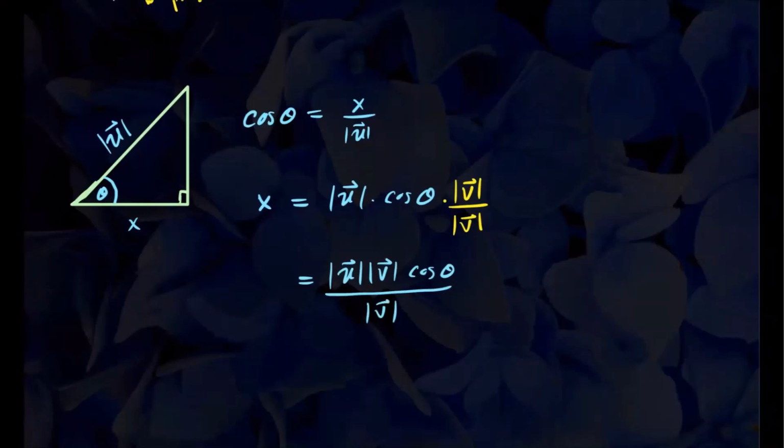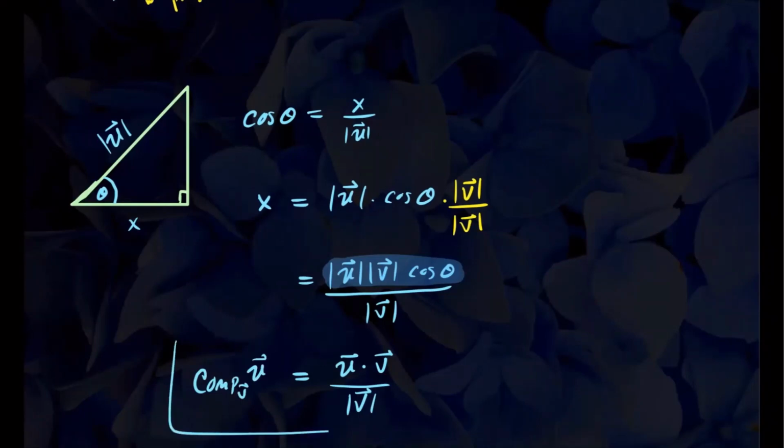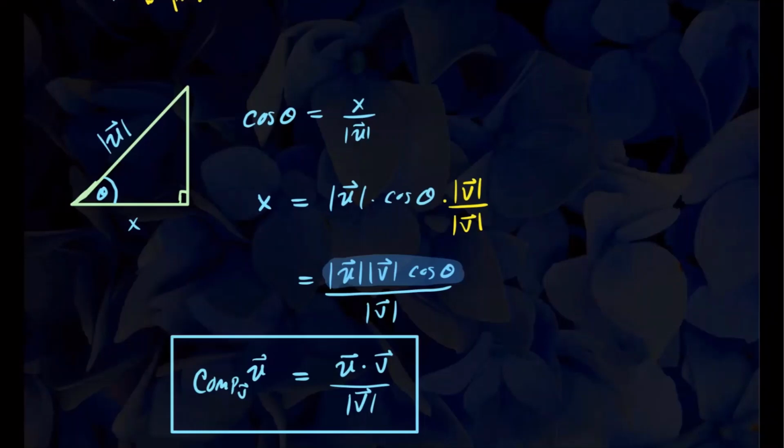Now, if you recall, this is our definition for the dot product between the two vectors u and v. So we can rewrite this as u dot v divided by the magnitude of v. This is what we're going to call the component of u onto v. That will be the magnitude of this vector projection. And this is really a good way to rewrite the quantity we initially wanted.